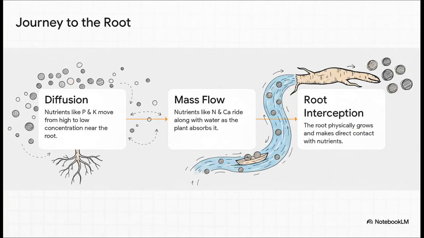So before a plant can even think about using a nutrient, that nutrient has to get to the root first. And that happens in three main ways. First is diffusion, where nutrients just naturally move from crowded areas in the soil to the less crowded space right by the root. Then there's mass flow, which is like catching a ride on a river. The nutrients just get swept along with the water the plant's drinking. And finally, you have root interception, which is exactly what it sounds like. The root just grows right into the nutrients it needs.